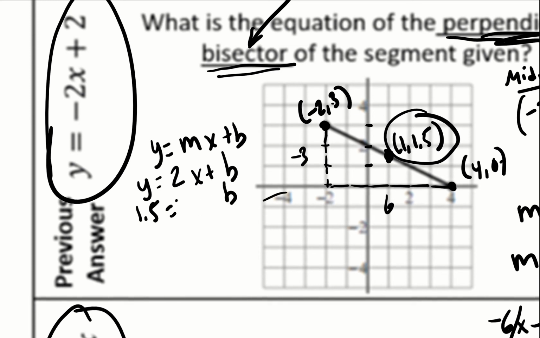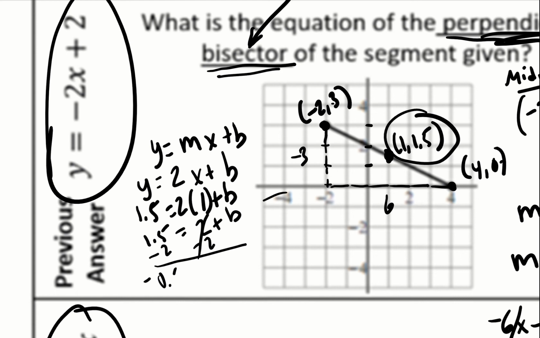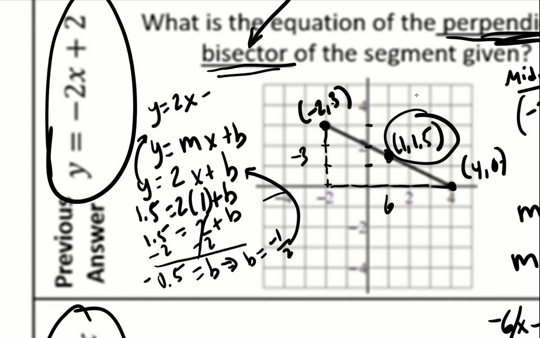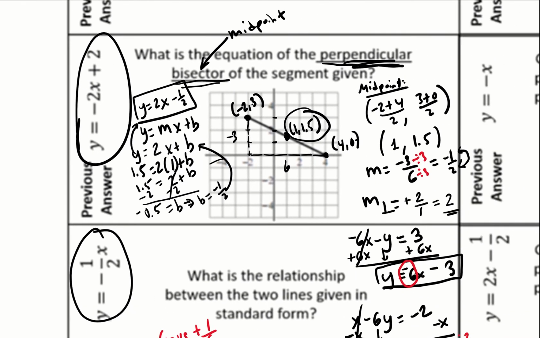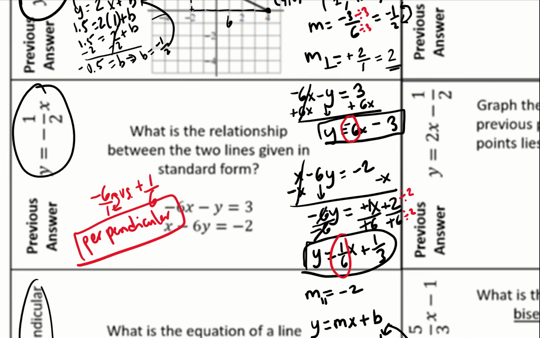We know that x is equal to 1, so I'm going to replace that with 1 right now. 2 times 1 is 2. So we have 1.5 equals 2 plus b. We'll subtract 2 on both sides and get negative 0.5 is equal to b. So b is negative 0.5, which is the same thing as negative 1/2. So our final equation is going to be y equals 2x minus 1/2. Let's go ahead and match that up with one of the cards here. So it looks like it matches up with this one.